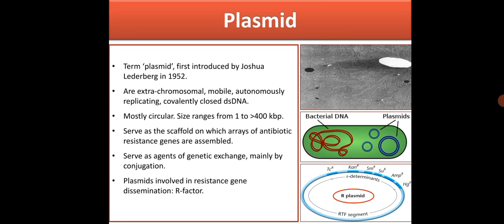The term plasmid was first introduced by Joshua Lederberg in 1952. Plasmids are extrachromosomal, mobile, autonomously replicating, covalently closed double-stranded DNA, mostly circular. Size may range from 1 to more than 400 kbp. They serve as a scaffold on which arrays of antibiotic resistance genes are assembled. They also serve as an agent of genetic exchange, mainly by conjugation. Plasmids involved in resistance gene dissemination are known as R factor.